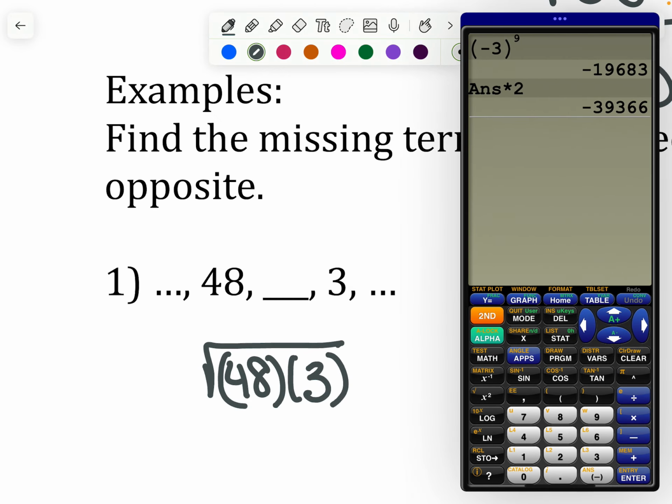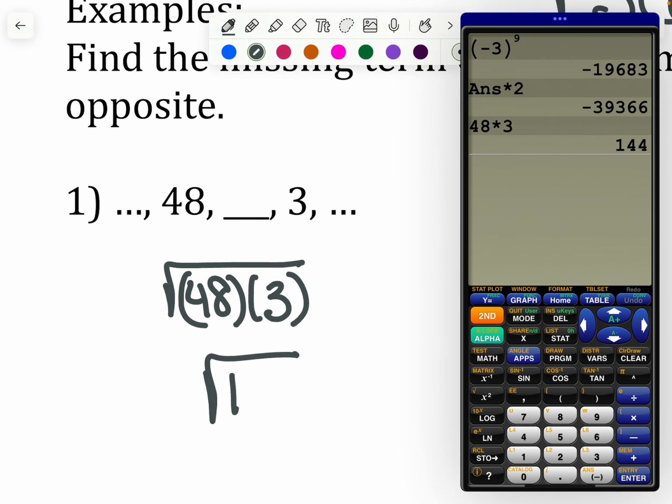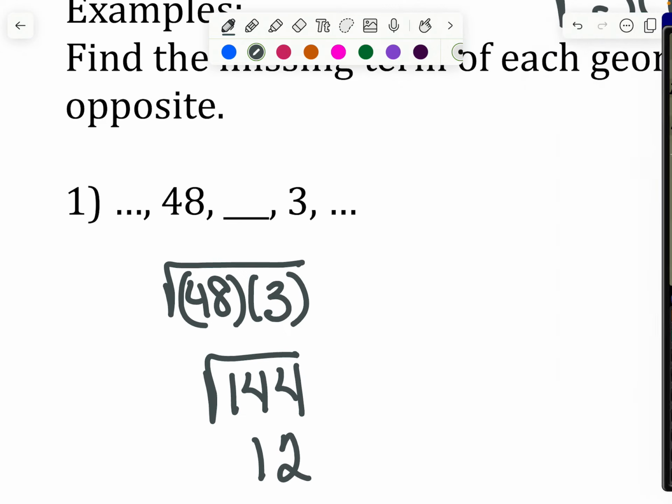Okay, again, I don't know what that is off the top of my head. Okay, so 144, that I do know. The square root of 144, we get 12. So the 12 is going to be our missing piece. And if I had to figure out what r was, it looks like 48 divided by 12, that's 4. And 12 divided by 3 is 4, so that seems to work. All right, why don't you pause and try the next one.